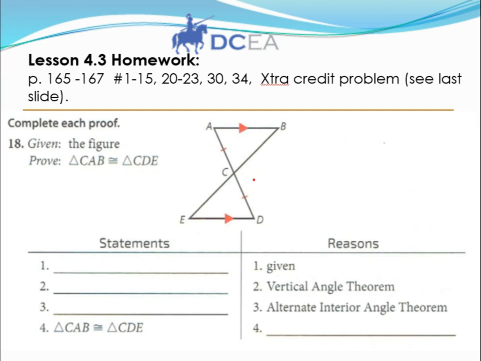Here's a very familiar figure, and we're going to take a look at what this proof looks like. So number 18 says given the figure, so let's pick out what we know about the figure. We know first that we have some parallel lines. So let's state that AB is parallel to ED. And we also know that we have AC congruent to DC.